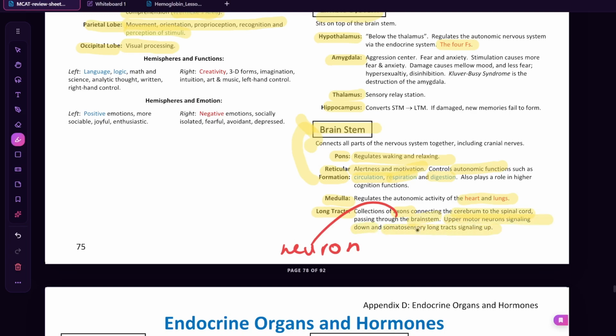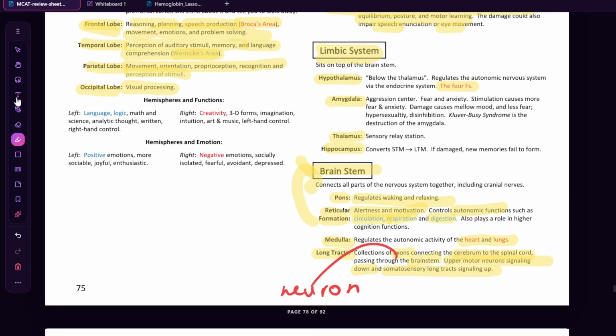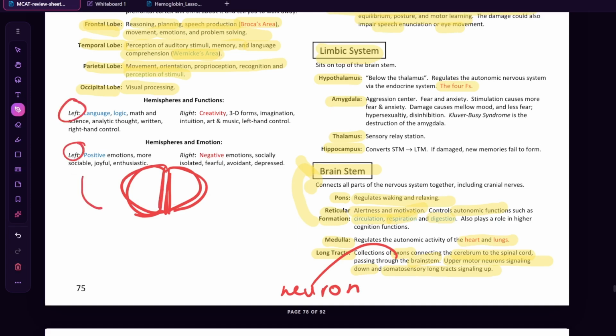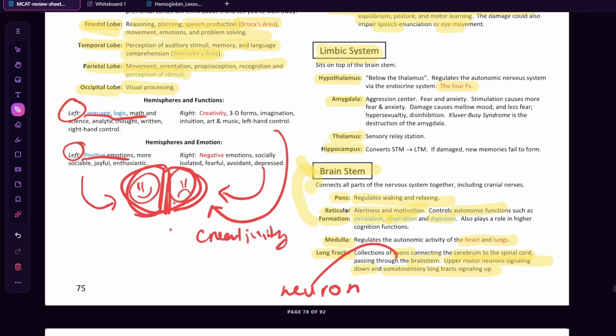And then your brain is also made up of your left hemisphere and your right hemisphere, right? So 2 halves of your brain. They say usually that your left side is meant for language, logic, math, reasoning, and positive emotions, happy. And they say the right side is for negative emotions. They also say the right side is for creativity, so art, music. Left-hand control is also important, and right-hand control.